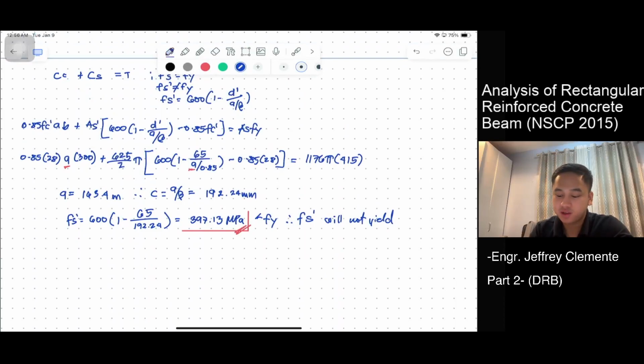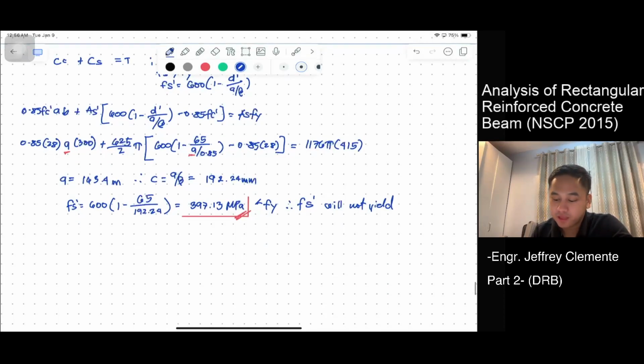Pero kasi, this is just a part of what we are going to find dun sa unang tanong. Kasi unang tanong, di ba, is the design moment capacity. So, since alam na natin to, ito kasing Fs prime na to, pinakuha lang sa atin to ngayon para malaman natin kung tama yung assumption natin na nag-yield ba yung bakal o hindi. Pero, unfortunately, sa unang assumption kasi natin, inassume natin lahat nag-yield. Diba? Pero hindi pala mag-yield yung Fs prime.